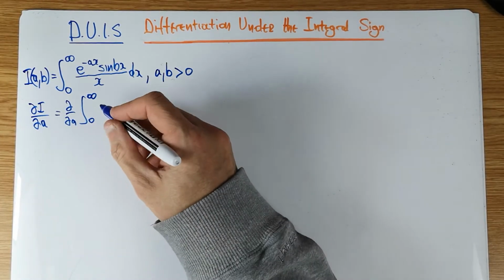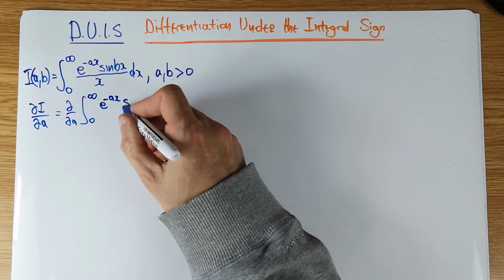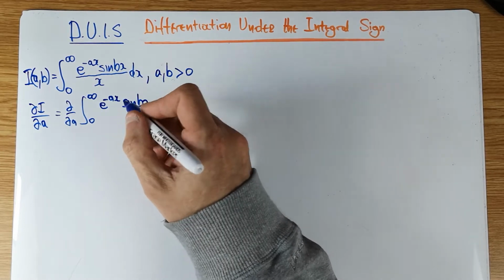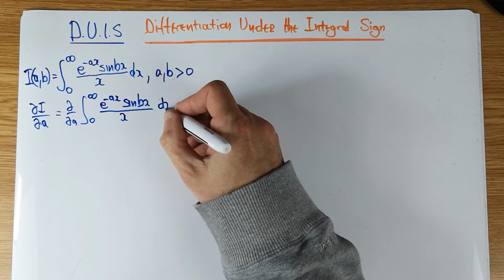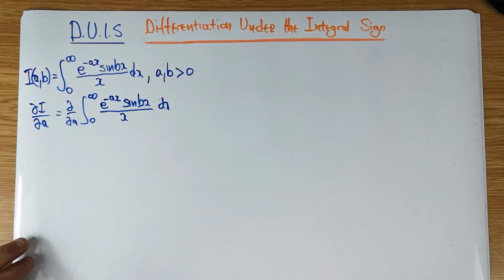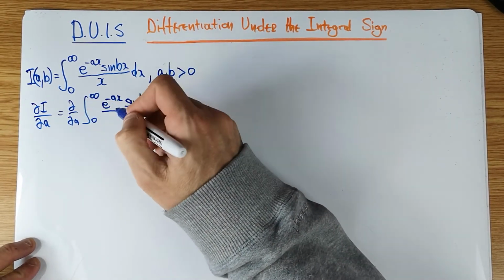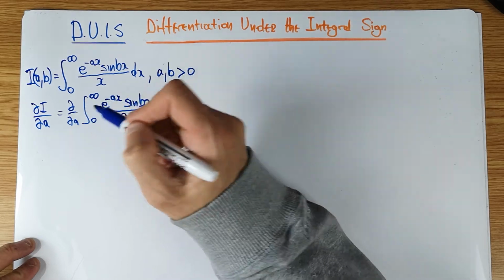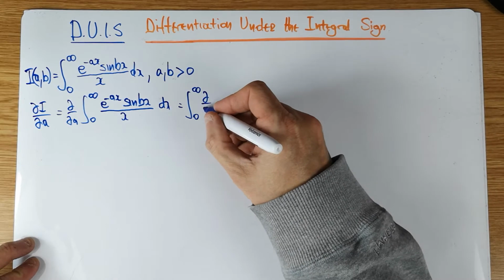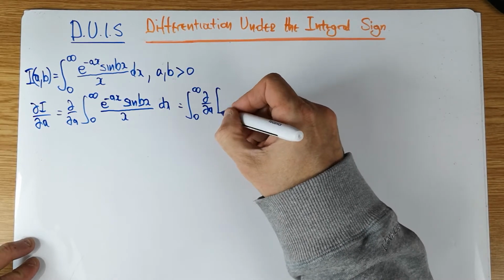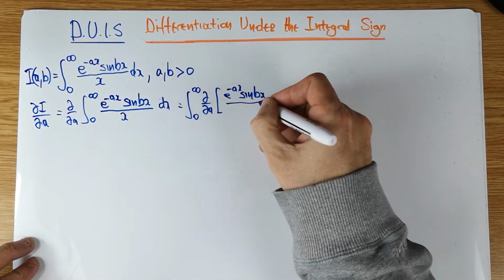I don't know why I'm writing in blue pen, I was meant to write in black, but it doesn't really matter now. Of this e to the minus ax dx. I haven't checked the quality of these pens on video, so I hope it's all okay. Of course, by Leibniz rule, these are constant limits, so we can swap the integration and the differentiation. So integral from 0 to infinity of d by dA of e to the minus ax sine bx over x.